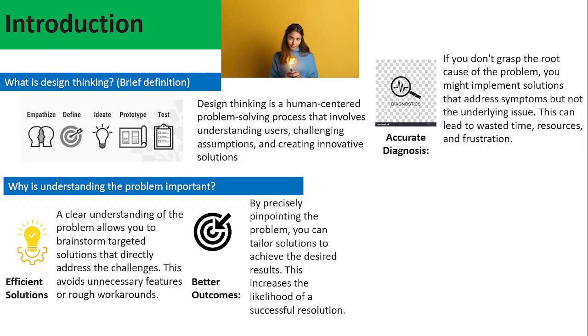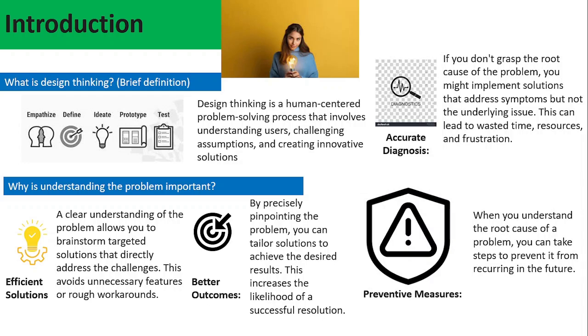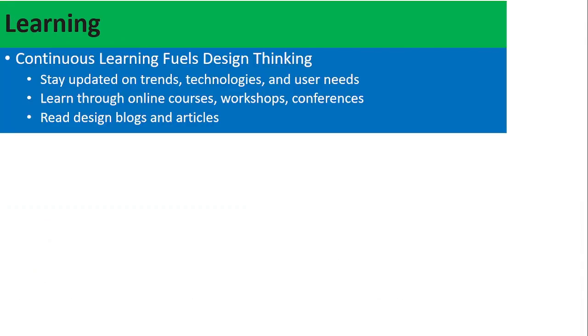So, the first step in design thinking is understanding the problem, or understanding our user. When I understand my user's problem, I can give a better solution to them. When you understand the root cause of a problem, you can take steps to prevent it from recurring in the future.